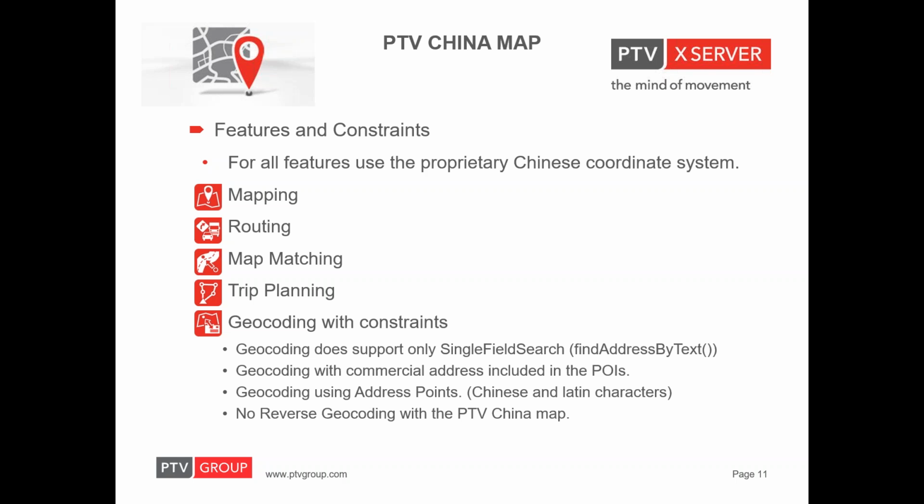Yes, sorry. We do not provide reverse geocoding for the China map. So if you put in your search text, you get out the coordinate in the proprietary Chinese coordinate system, so you can already use that in the Xroot server. You do not need to transform it before using it in routing.